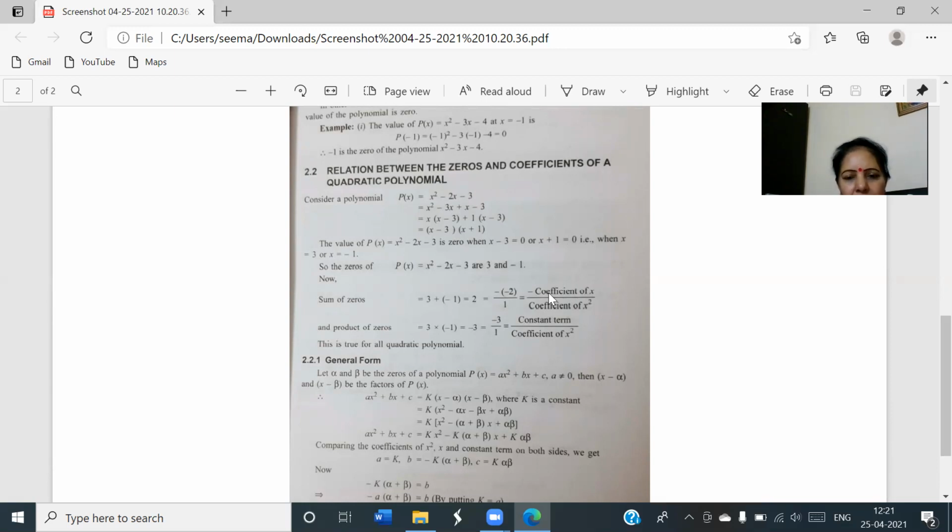What are we actually getting? We are getting this relation: the sum of zeros is minus of the coefficient of x upon the coefficient of x square. And by multiplying both zeros, the product of zeros, we get this relation: the constant term divided by the coefficient of x square.